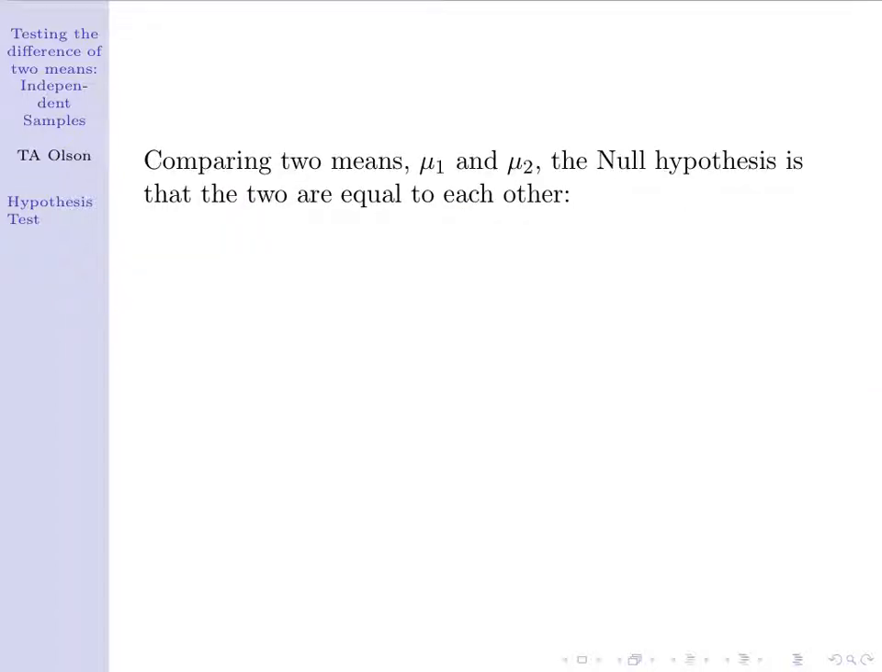So first, let's talk about our null and alternative hypotheses. When we're comparing our two means, mu1 for one population and mu2 for another population, our null hypothesis is that they're always going to be equal to each other. So our null hypothesis is that mu1, the mean for the first population, is going to be equal to the mean for our second population.